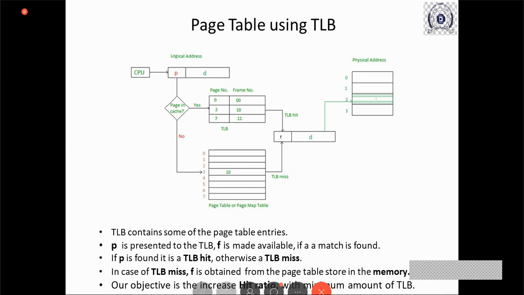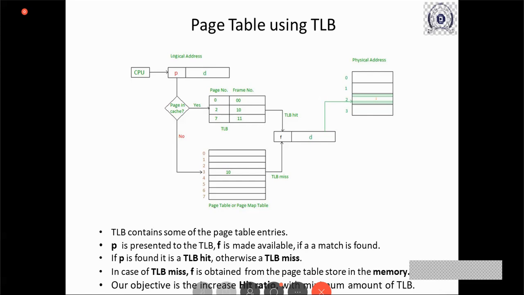Our objective is to increase the hit ratio with the minimum amount of TLB. Once we use TLB, we have a limited amount of it. Our objective is to increase the hit ratio, to get the maximum responses from the TLB itself for the frame number. For that, we use some sort of locality of reference. So nowadays we use TLB for storing the page table.